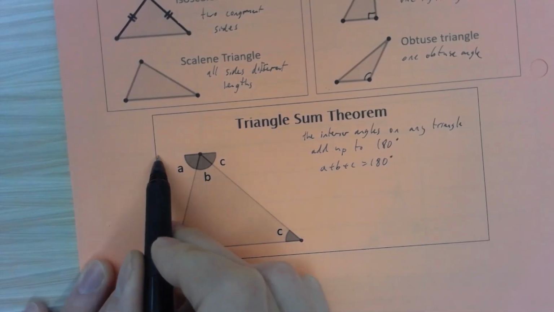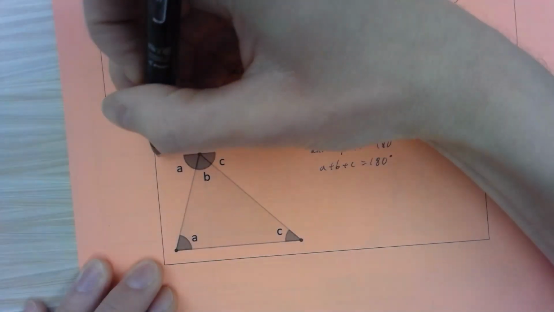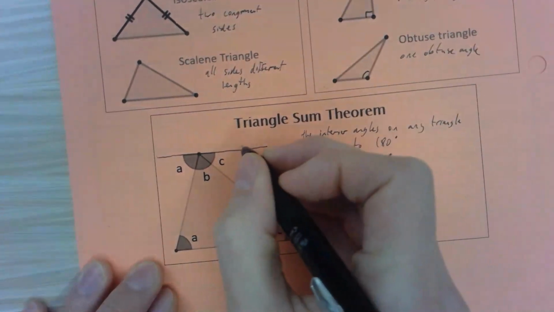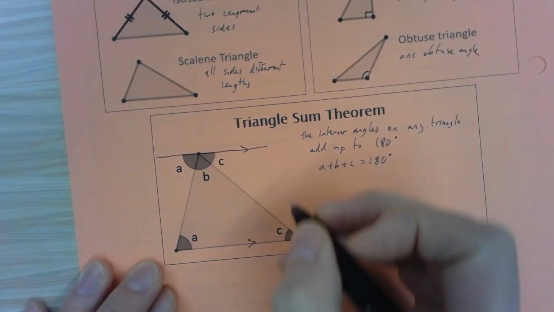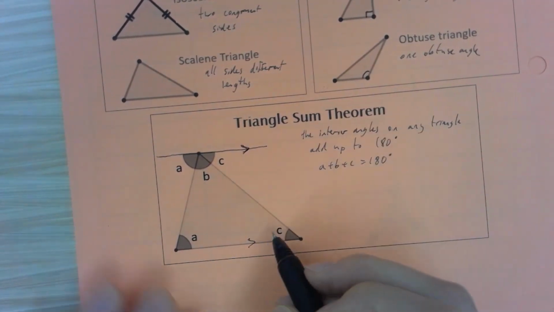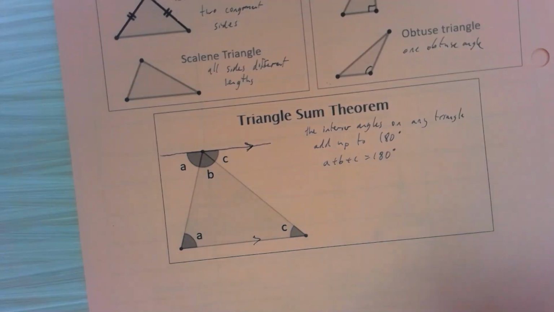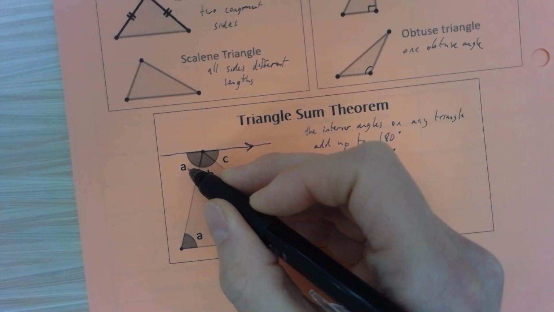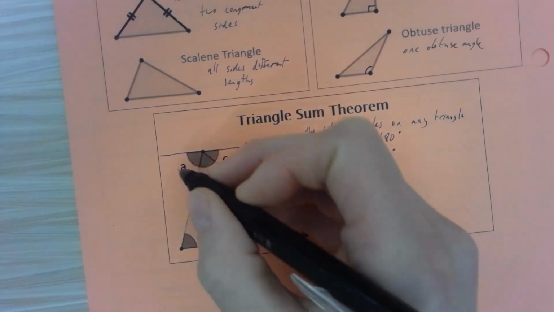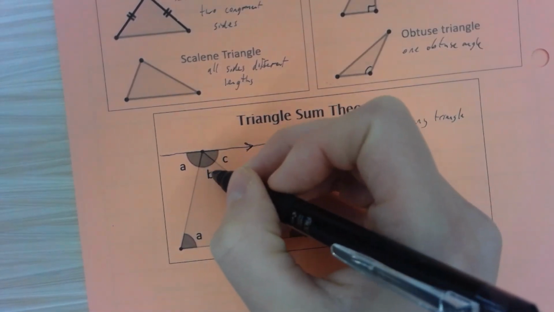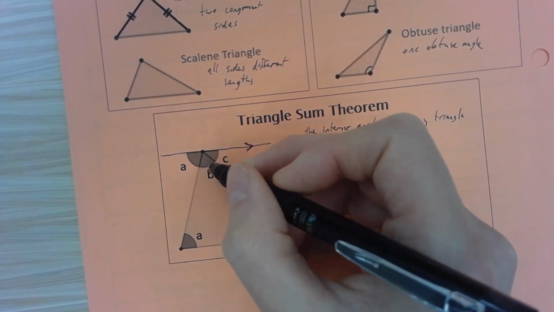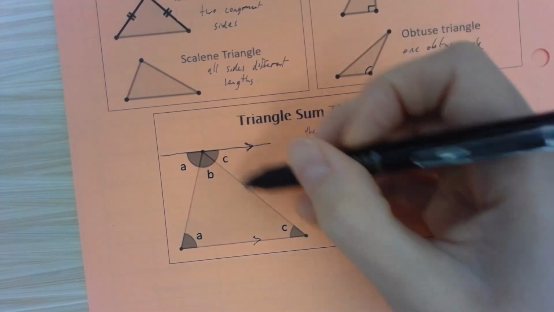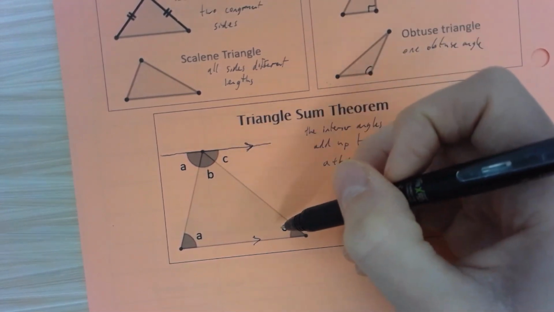If we draw a line parallel to one of the sides, so if this line here is parallel to this side, we have a couple of the angle pairs that we had back from when we talked about parallel lines. Notice this angle A up here and this angle A down here. Those are alternate interior angles. This angle B is the angle B from this triangle, but it's also part of this straight angle. And this angle C and this angle C are the same because those are alternate interior angles.